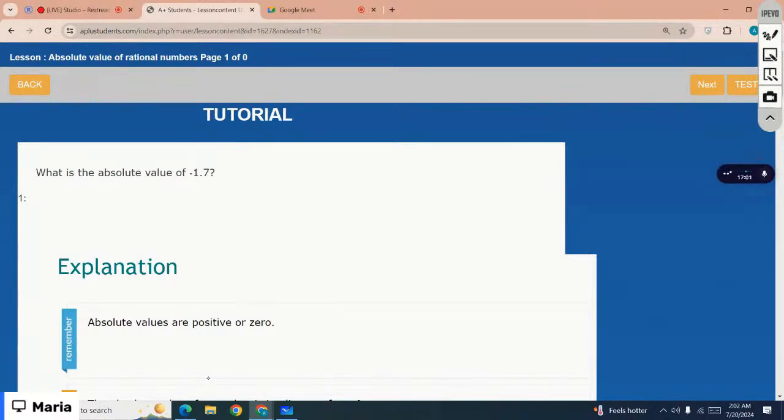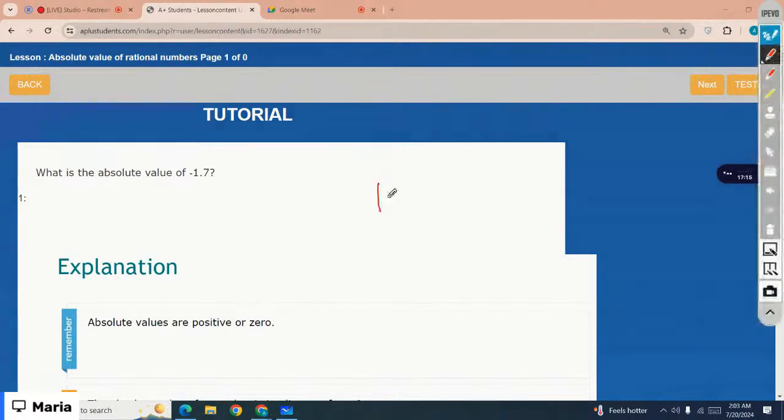What is the absolute value of negative 1.7? Let's just start with the example, right? So absolute values are all positive values, right? No negative values are included in the absolute values. So here you need to find the absolute value of negative 1.7. These two lines mean you are evaluating the absolute value, right? Absolute values are always positive values, so that is 1.7. If you find these lines on both sides of a number, that means you need to evaluate the absolute value, right? Okay, let's just start with the test questions.